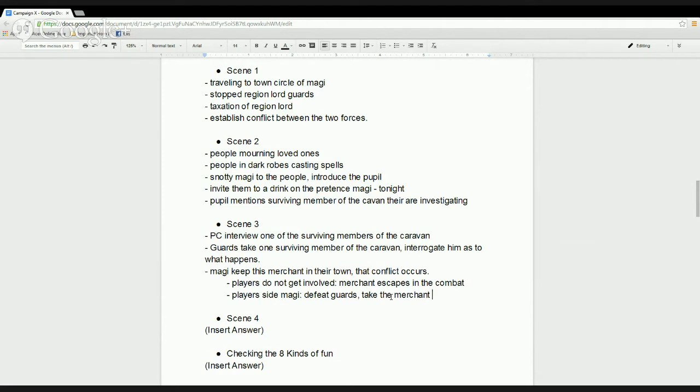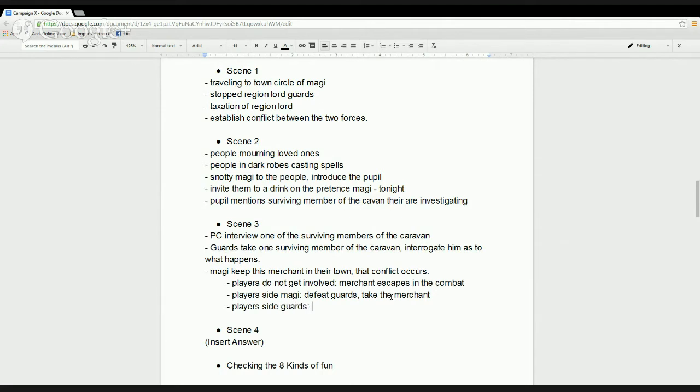Okay. What I would see happening pretty much is the Magi, if they're trying to protect it, to what you say, not necessarily the merchant escapes, but the merchant is essentially hauled off by the Magi, and they are keeping him hidden away for some reason. Yeah, that's fair. Maybe perhaps they find evidence that leads them to that conclusion. Right. So then finally, the players side with the guards, what happens?